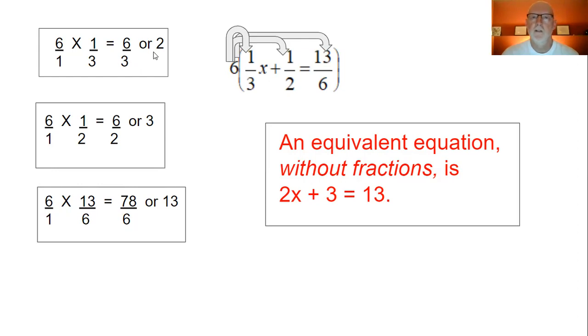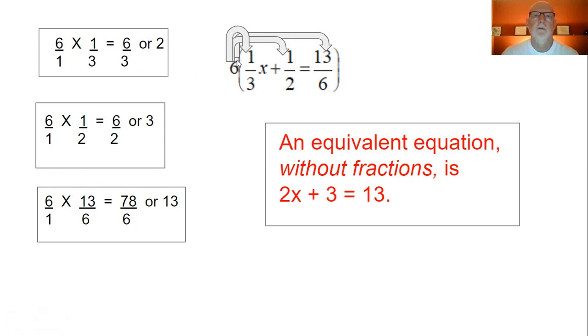Then you take that result and multiply by whatever else is left in the term. In this case, there's an x. So we take 2 times this x. Hence, we have 2x down here. Now, I like to draw these arrows just to indicate and remind myself that I need to multiply this number by every term. So now I go to the second term. So what's 6 times 1/2? 6/1 times 1/2 is equal to 6/2, which is 3. So 6 times 1/2 is 3. That's why we got the 3 right there.